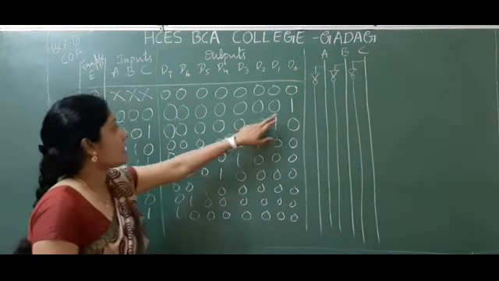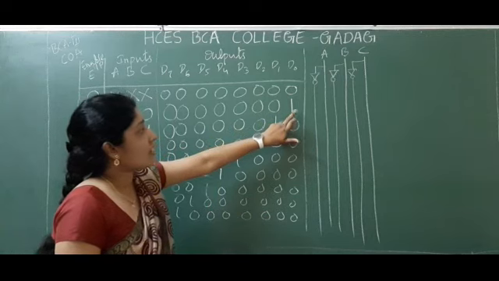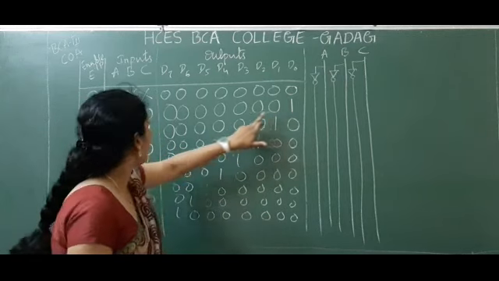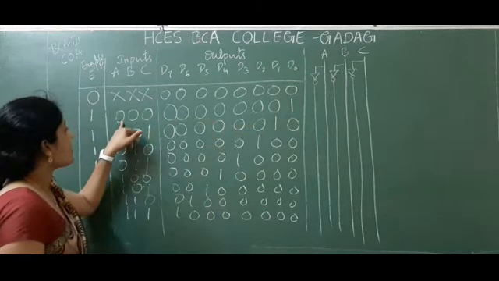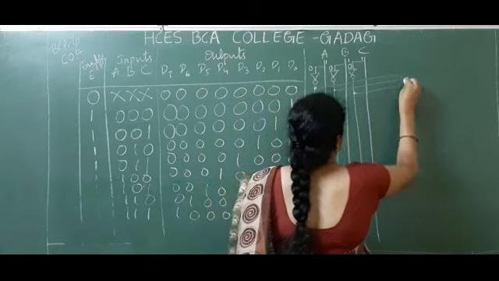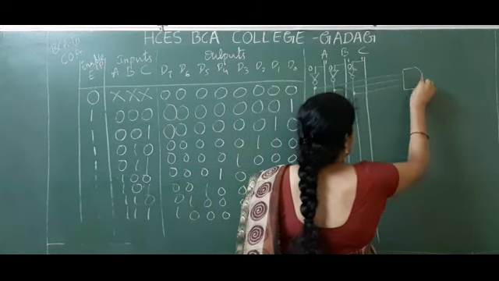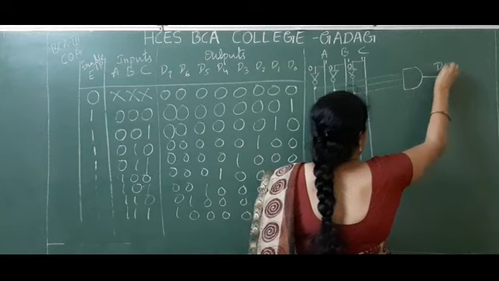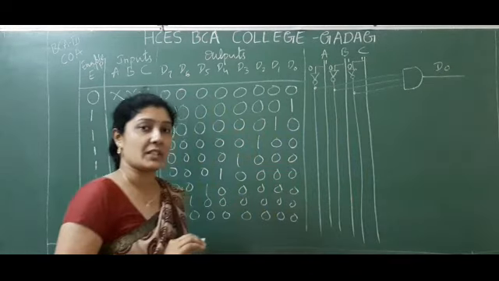Now consider the output. D0. When the output is D0, the input combination is 0, 0, 0. So which line we have to consider? Not line we have to consider. So this indicates 0 and this line indicates 1. So now 0, 0, 0 means this line. Take and connect. So this is the output. This is the first output.